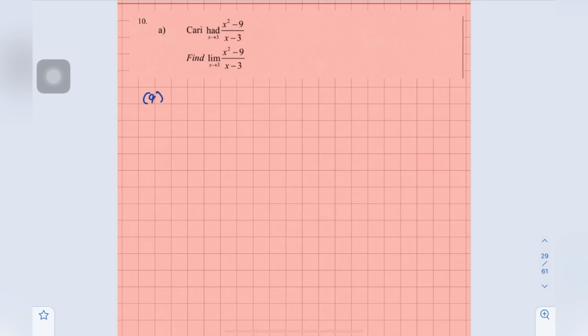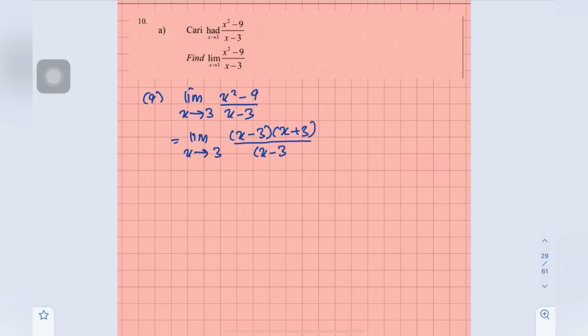10A. Find the limit of x squared minus 9 over x minus 3 when x approaches 3. Okay, so first of all, we need to factorize, it becomes x minus 3, x plus 3 over x minus 3. So then this one we can eliminate, then simplify. X approaches 3, so it becomes x plus 3. So then we just substitute x equals 3. Okay, 3 plus 3 equals 6.